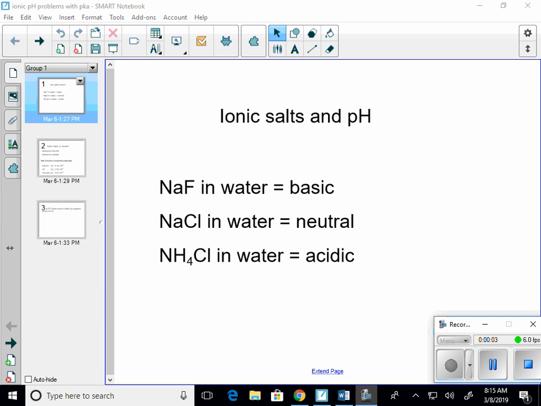What's on the smartboard is what we were hoping that you would get to last class with that reading guide, that we're going to continue in a little bit about how some ionic compounds can change the pH of water. The reason is some of them can react with the water. It's referred to as hydrolysis. Some of them cannot react with the water.